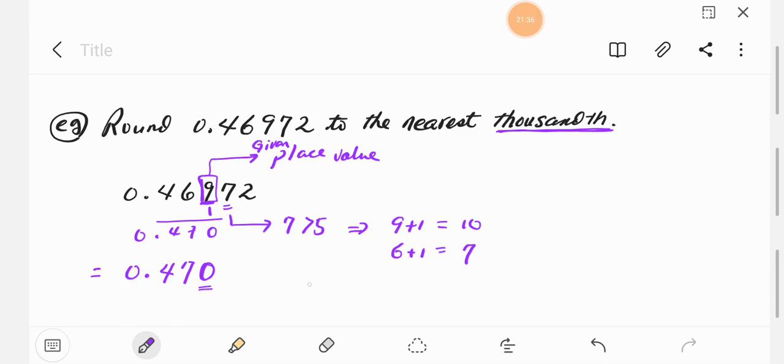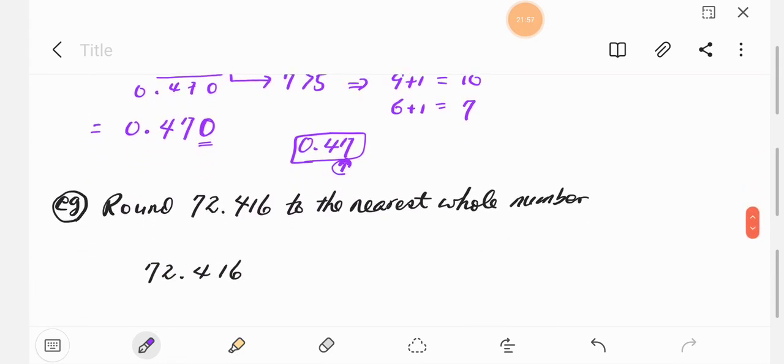If you remove this one so that it becomes like this, then it looks like you're rounding the number to the nearest hundredth. But actually you're rounding to the thousandth. So leave it up to the thousandth place.